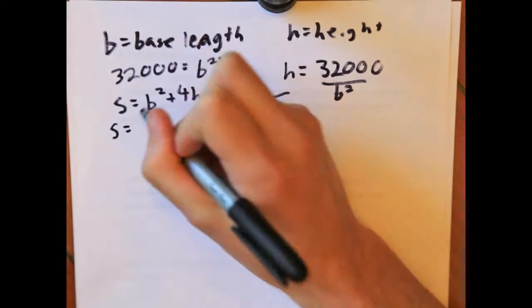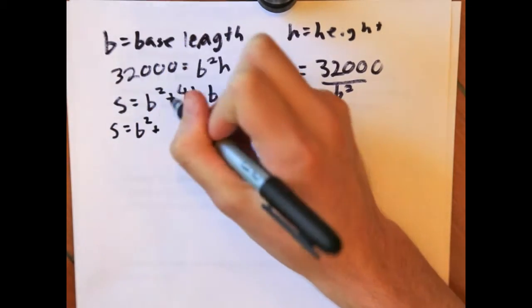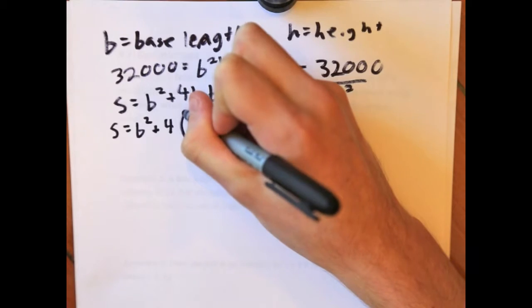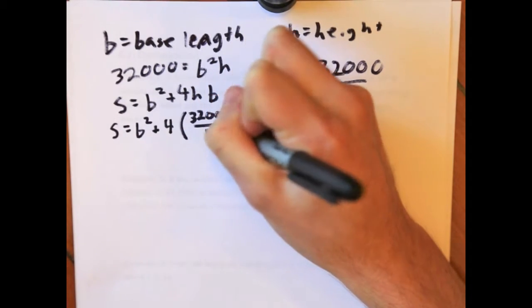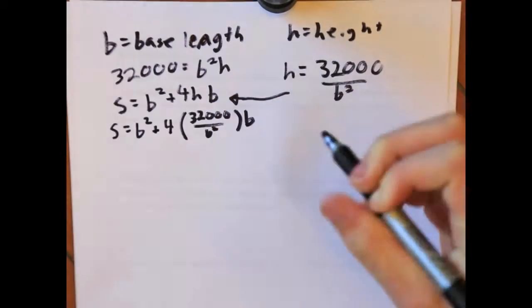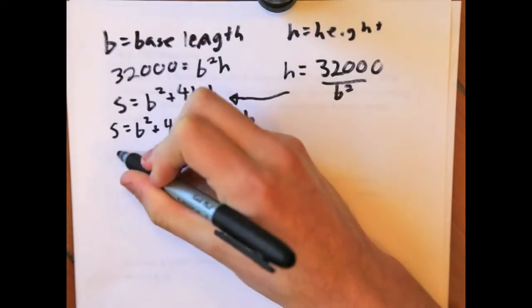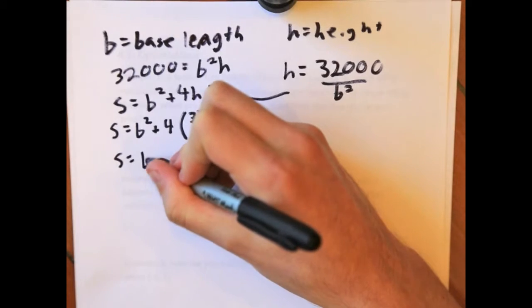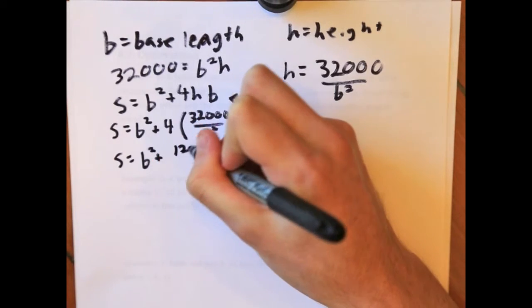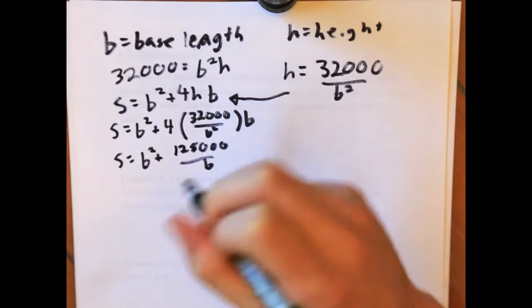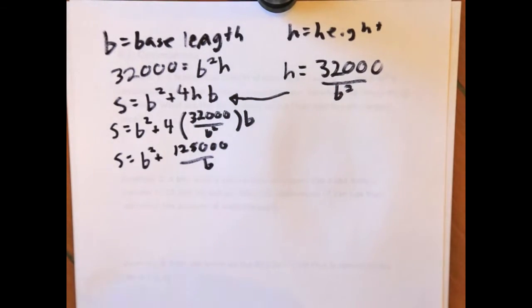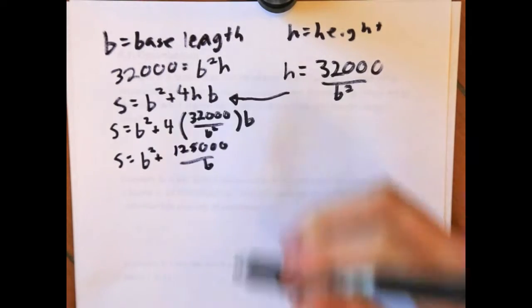So you get S equals B squared plus 4 times 32,000 over B squared times B. And then we can simplify that to get S equals B squared plus 128,000 over B. And again, we solve for the derivative because we are solving for an absolute minimum.